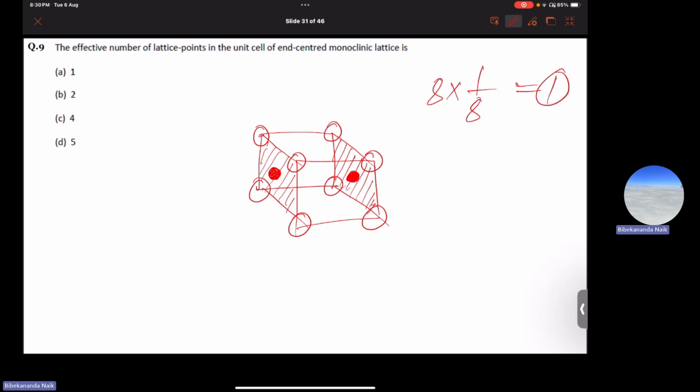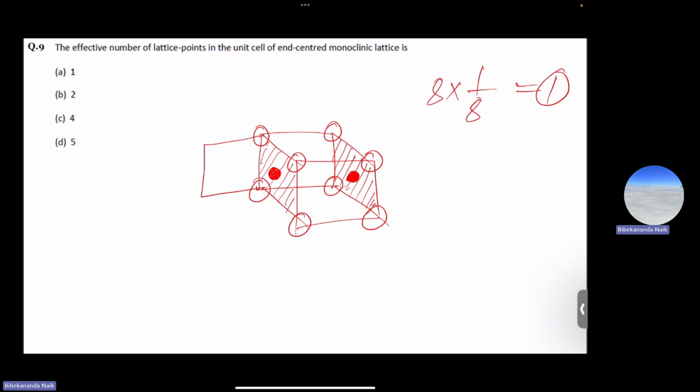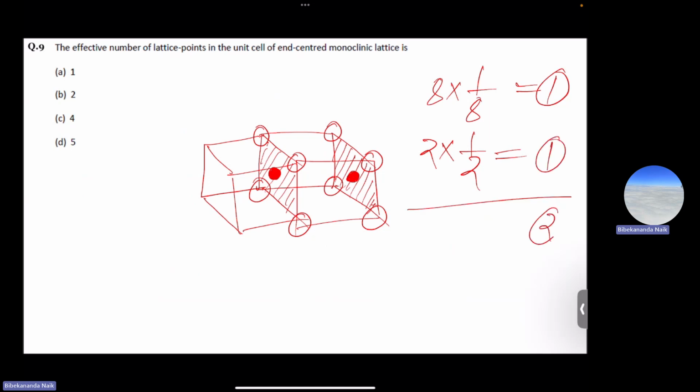Again, if you draw another crystal structure here, the atom that is present at the face will contribute to 2 crystals, because if you draw another crystal here, it will be enclosed. So this atom contributes to 2 crystals. There are two atoms of the same type that will each contribute half. So it will be 2 into 1/2, so again 1. Total will be 2. So the effective number of lattice points in the unit cell of an end-centered monoclinic lattice will be 2.